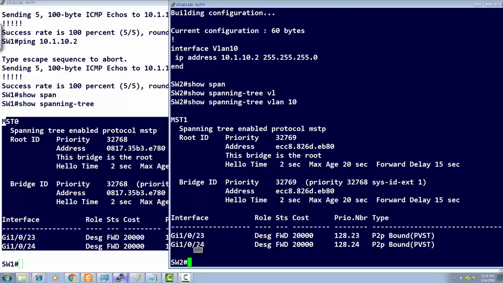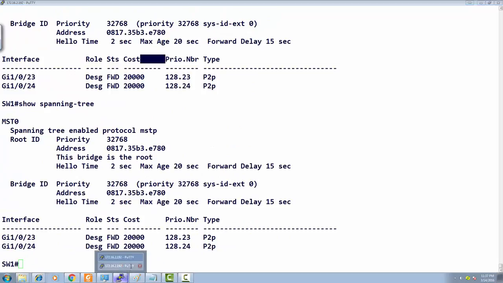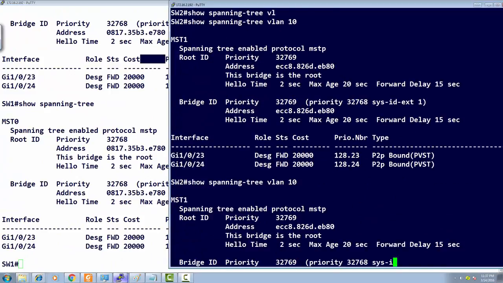MST0 is almost like area 0, right? In OSPF you have area 0 which can talk to any other area, but other areas cannot talk to each other without going through area 0. So here you have multiple instances, and they can talk to each other or to somebody else using MST0, right?